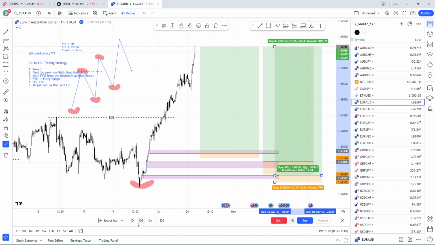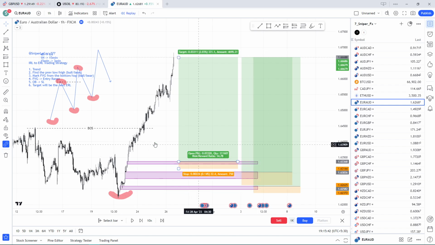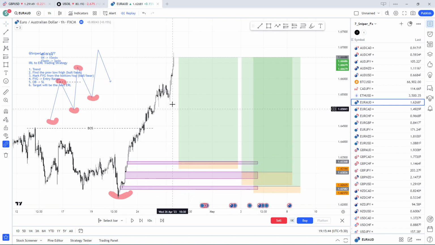Okay, now let me replay. Okay, trend, previous low or high, mark FVG, we know the entry from FVG, we know the OB SL from OB, and we know the target from our ERL. I am going to play, and what happens is these FVGs become obsolete when we have a next lower low or lower high.